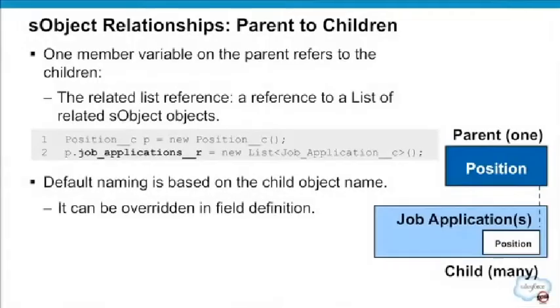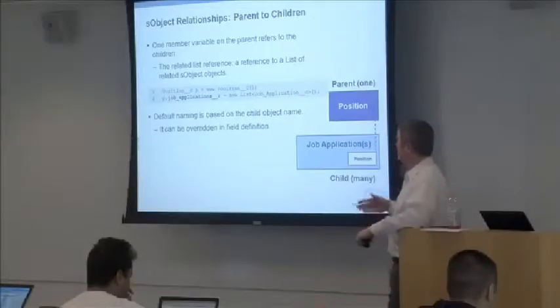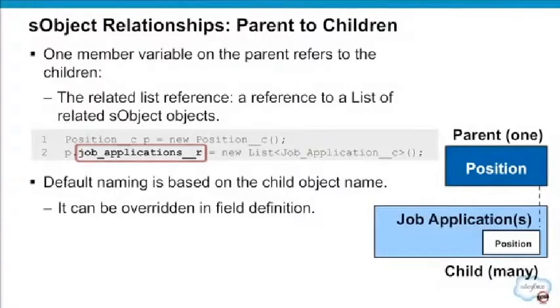All right? The same thing goes a little bit differently in the reverse direction. So when I'm on the parent, I have a list of child records. All of our relationships within Salesforce are one to many. So when I'm on the parent, I can have a list of children. And for that reason, we create a field on the parent, in this case called job_applications__r. So from my position down to the job applications, this would reference a list of job application records based on the one-to-many relationship.